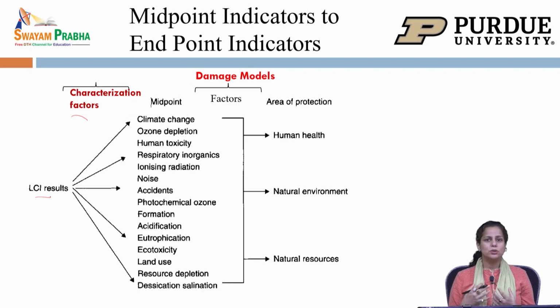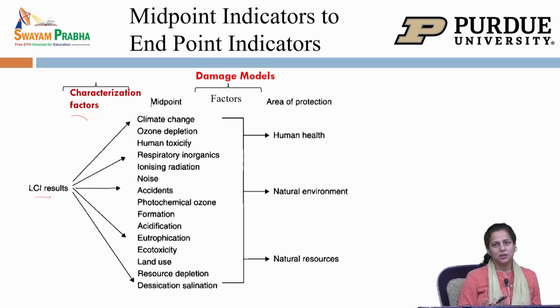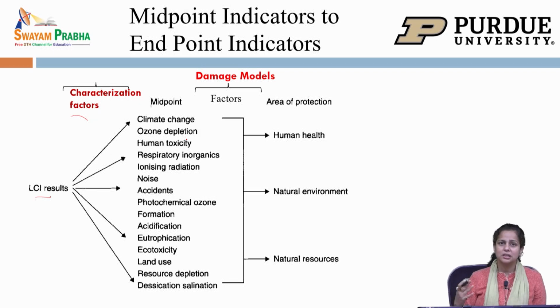For that, we use what we call damage models, and the function of damage models is that they take each of the impacts, or these emissions, and convert them into each of the areas of protection by saying how this is actually damaging human health, how it is actually damaging the natural environment and natural resources. So, for example, an experimental study could be that if there is a rise of temperature by 1 degree Celsius, how are the plants going to respond?